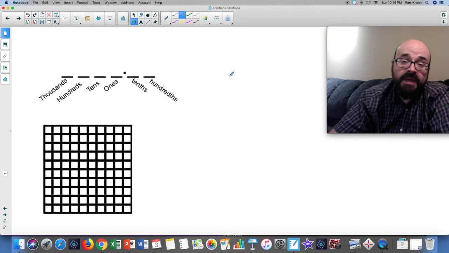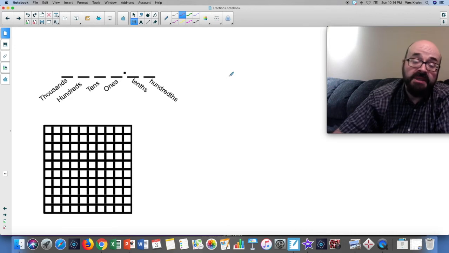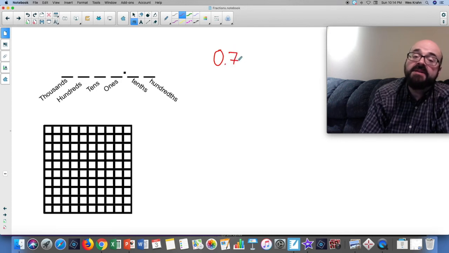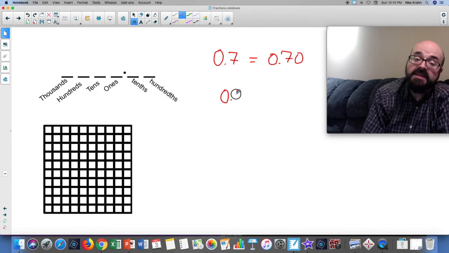So we know that we can call certain tenths, if they're complete tenths, we can also call them hundredths, and they will be the same. So what that means is if I have 0 and 7 tenths, it is equal to 0 and 70 hundredths. If I have 0 and 9 tenths, it is equal to 0 and 90 hundredths.